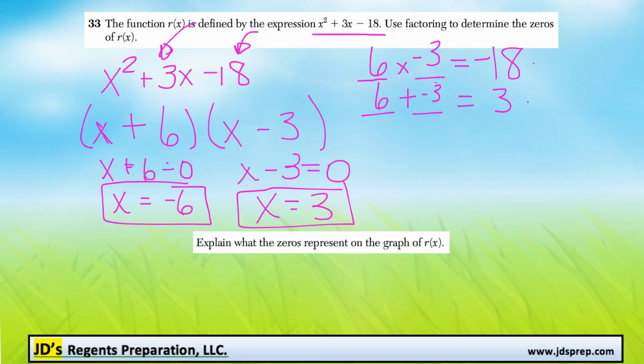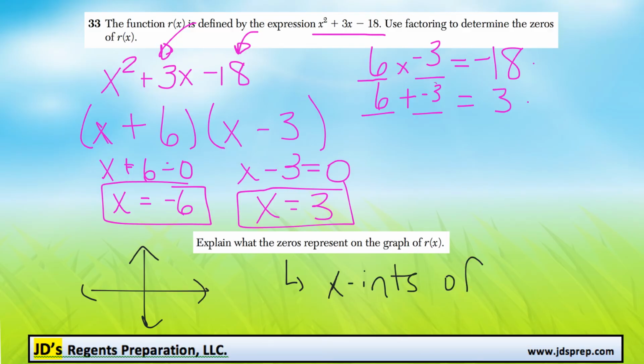Now for the last part of the question, it says to explain what the zeros represent on the graph. So hopefully you remember that zeros are another word for x-intercepts. So the zeros represent the x-intercepts of the graph.